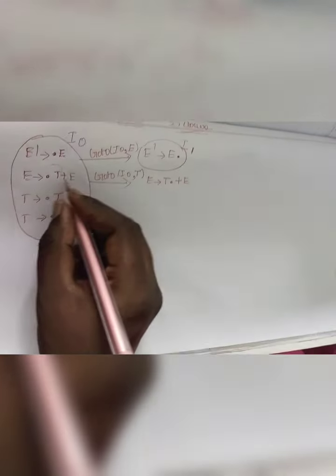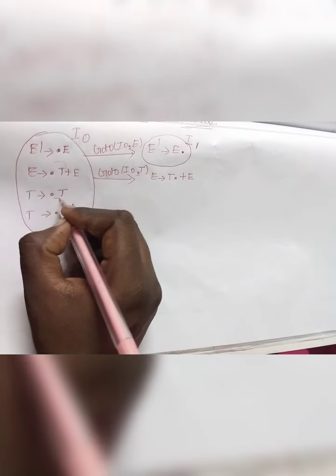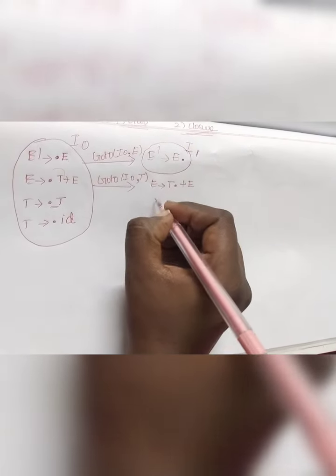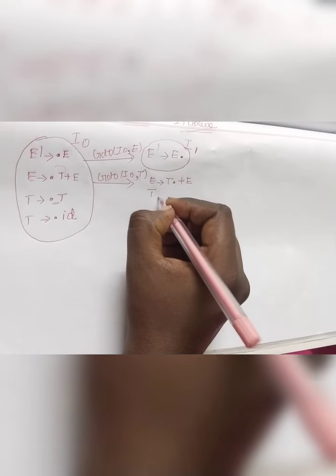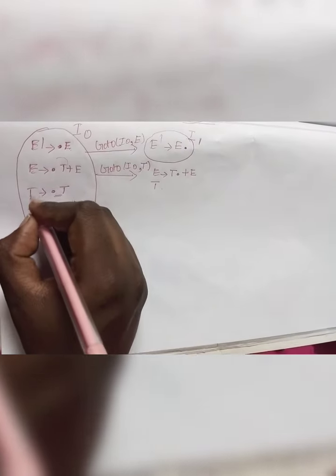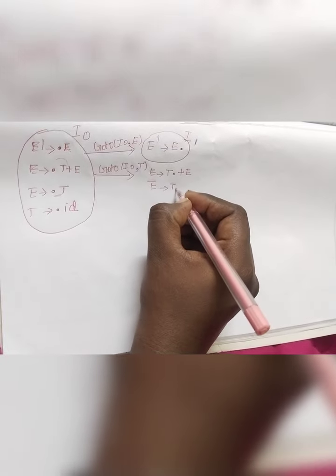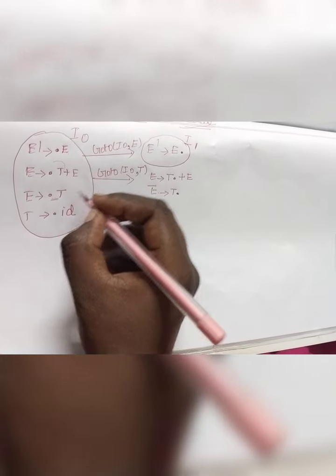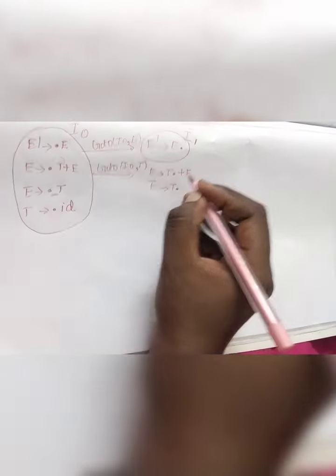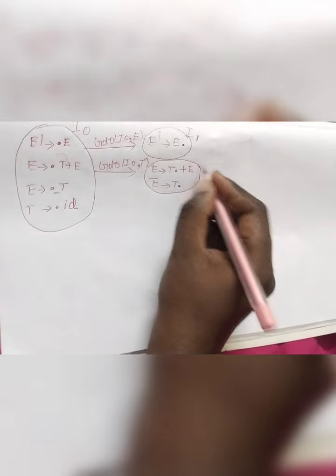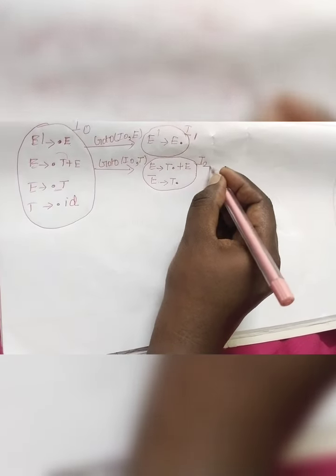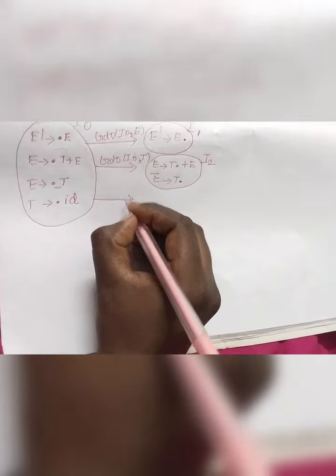Any other dot nearby T in item number 0? Here also one is having T. So within the same item set, here also it will come. So E tends to T dot. Okay. Any other dot followed by T here? No. Only this item number. So I have to call this item number 2. Then do it for the remaining.